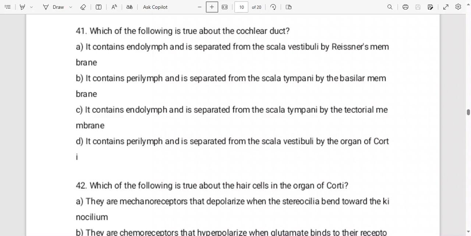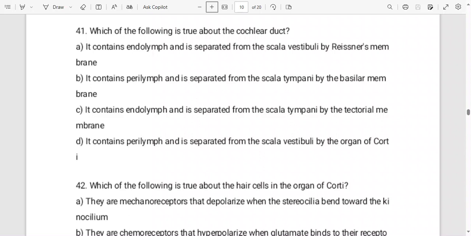Which of the following is true about the cochlear duct? It contains endolymph and is separated from the scala vestibuli by a retinal membrane. Contains perilymph and is separated from the scala tympani by the basilar membrane. Contains endolymph and is separated from the scala tympani by the tectorial membrane. It contains perilymph and is separated from the scala vestibuli by the organ of Corti.